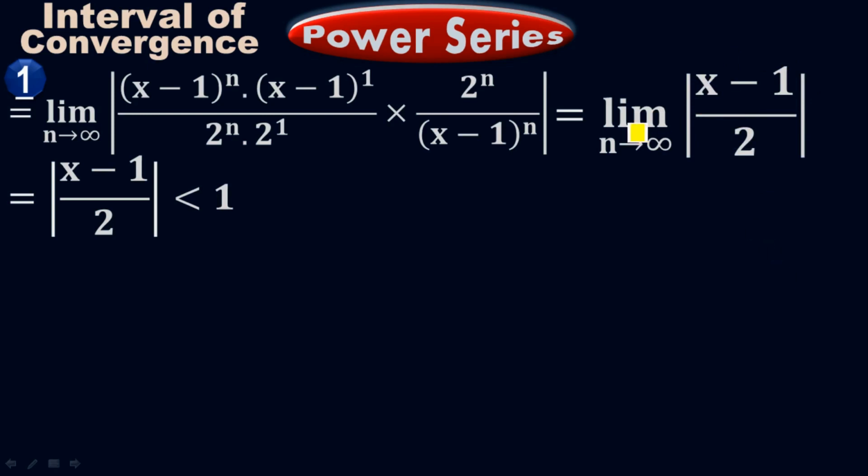I repeat, it is the limit as n approaches infinity, not x approaches infinity. You cannot plug in infinity for x because n approaches infinity. Do we have any n here? No, we don't have any n. So whatever stuff you have here, it will be the value of the limit. The final limit value must be less than 1.